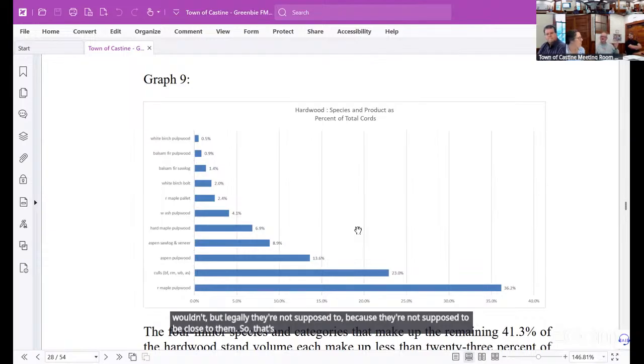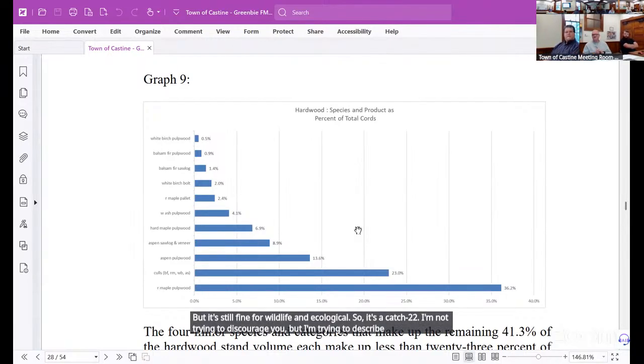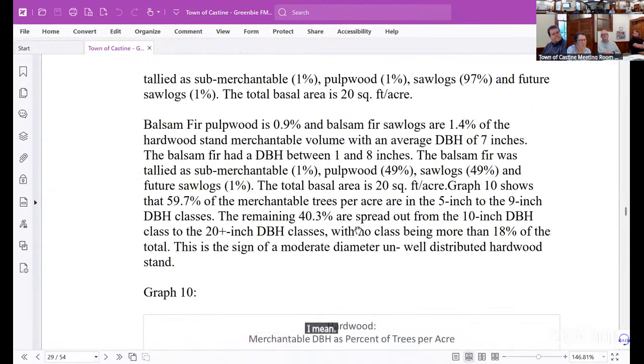That's where they're standing in the forest and maybe you don't notice them, because you might look at one and it may still have a crown, but the back of it might be hollow. That's why it doesn't make it as a commercial tree, but it's still fine for wildlife and ecological value. So it's a catch-22. I'm not trying to discourage you, just to describe it. We'll try to get all this information.